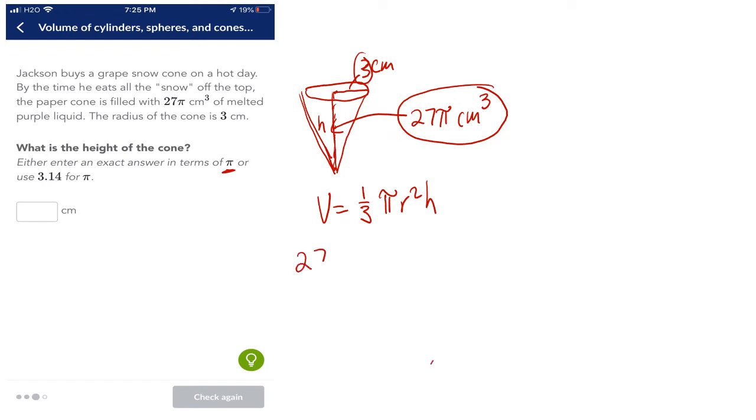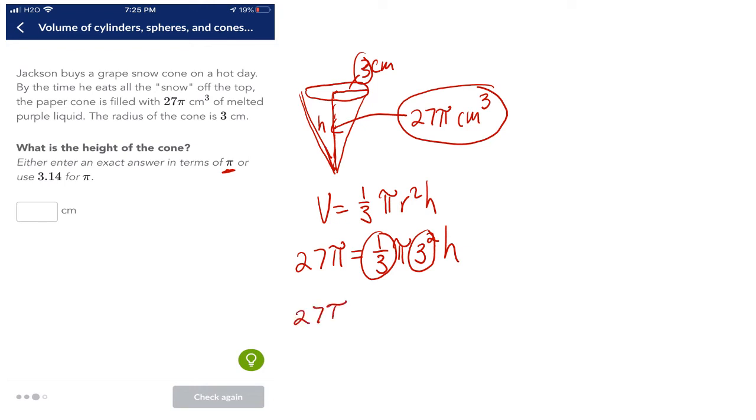So 27 pi is equal to 1/3 pi 3 squared times the height. Now remember, the height is the only variable here. That's what we're trying to find. So let's see. 3 squared is 9. And what's 1/3 of 9? So I'm looking at this 1/3, and this is really the number 9. So that's really 9 divided by 3, which is just 3.